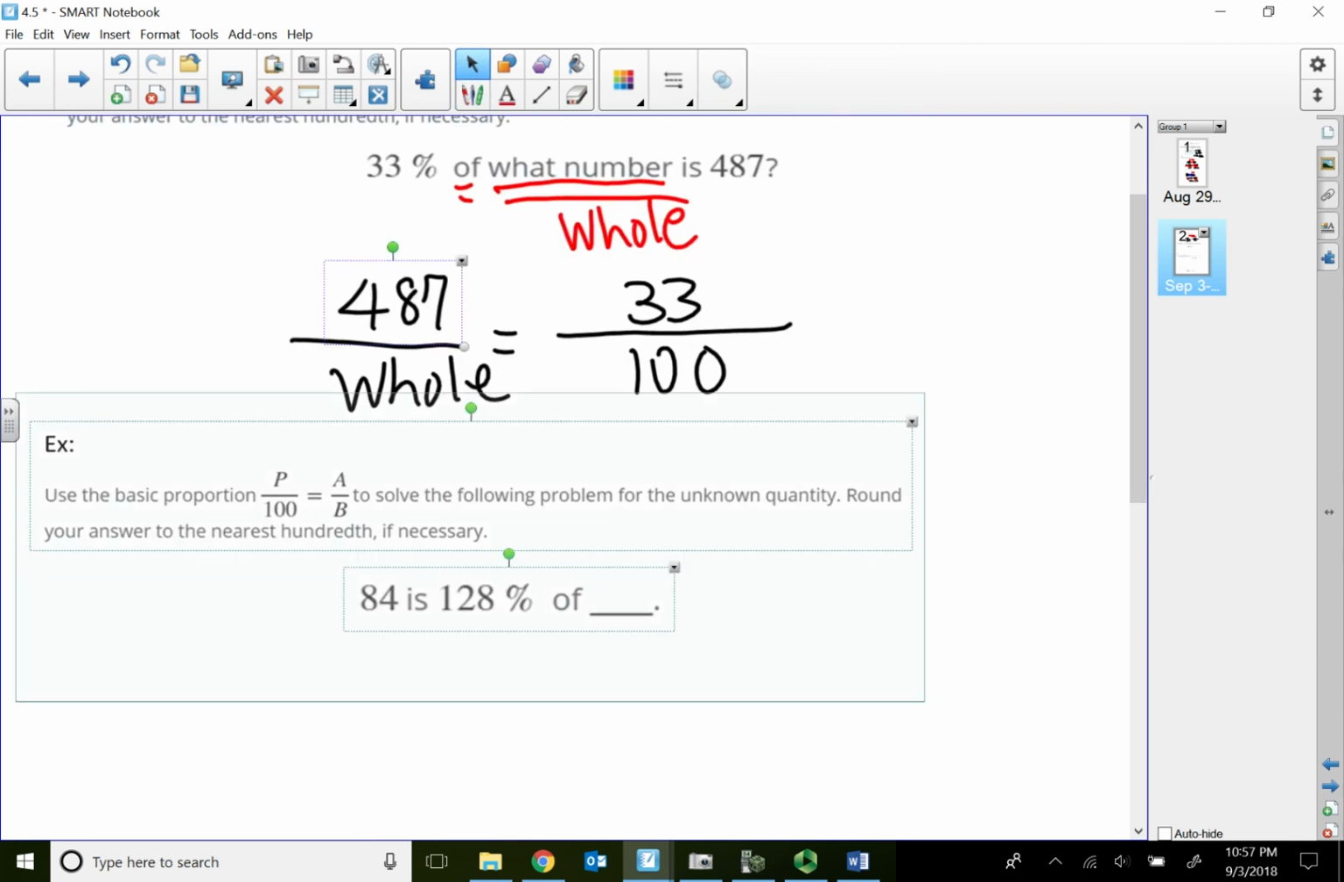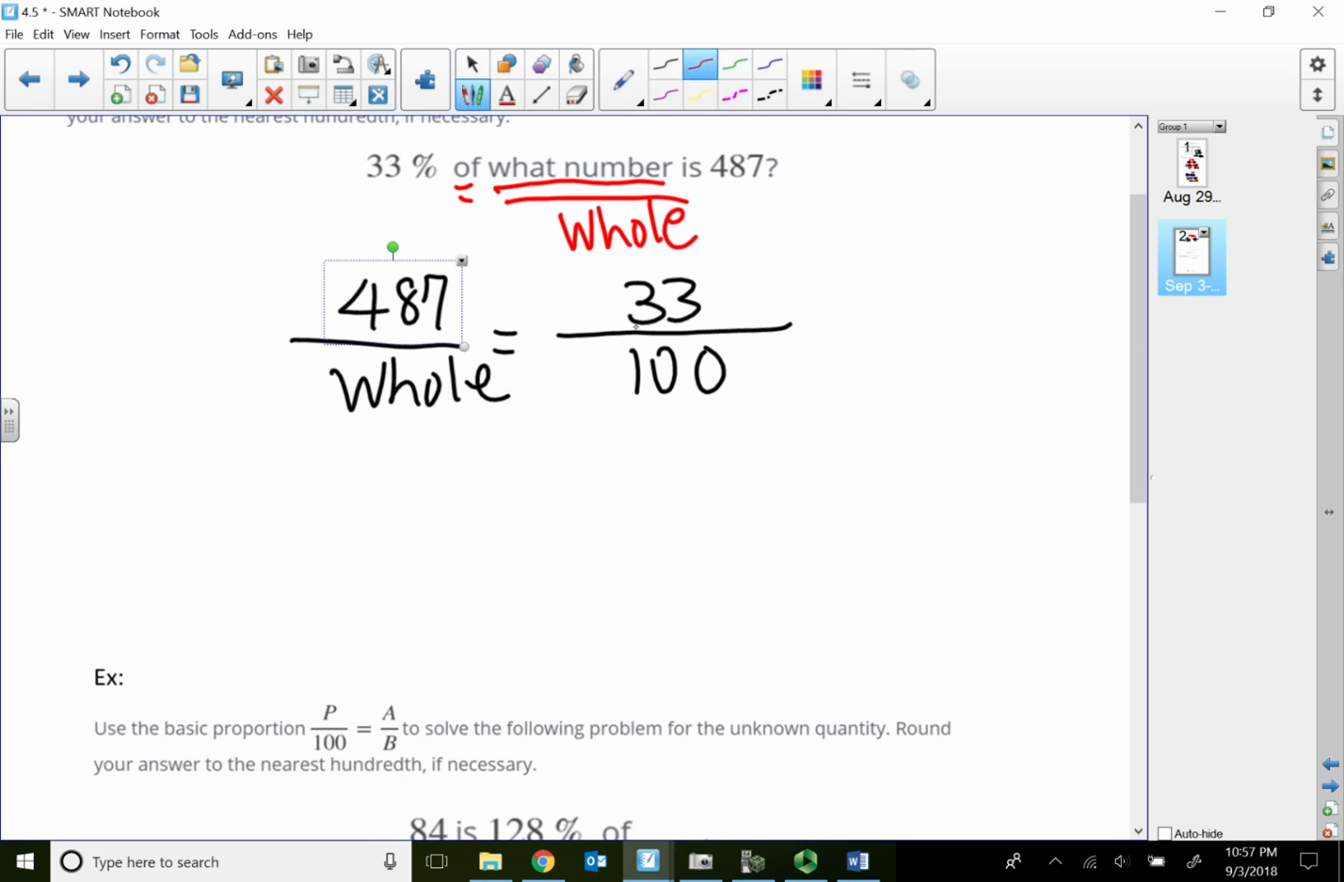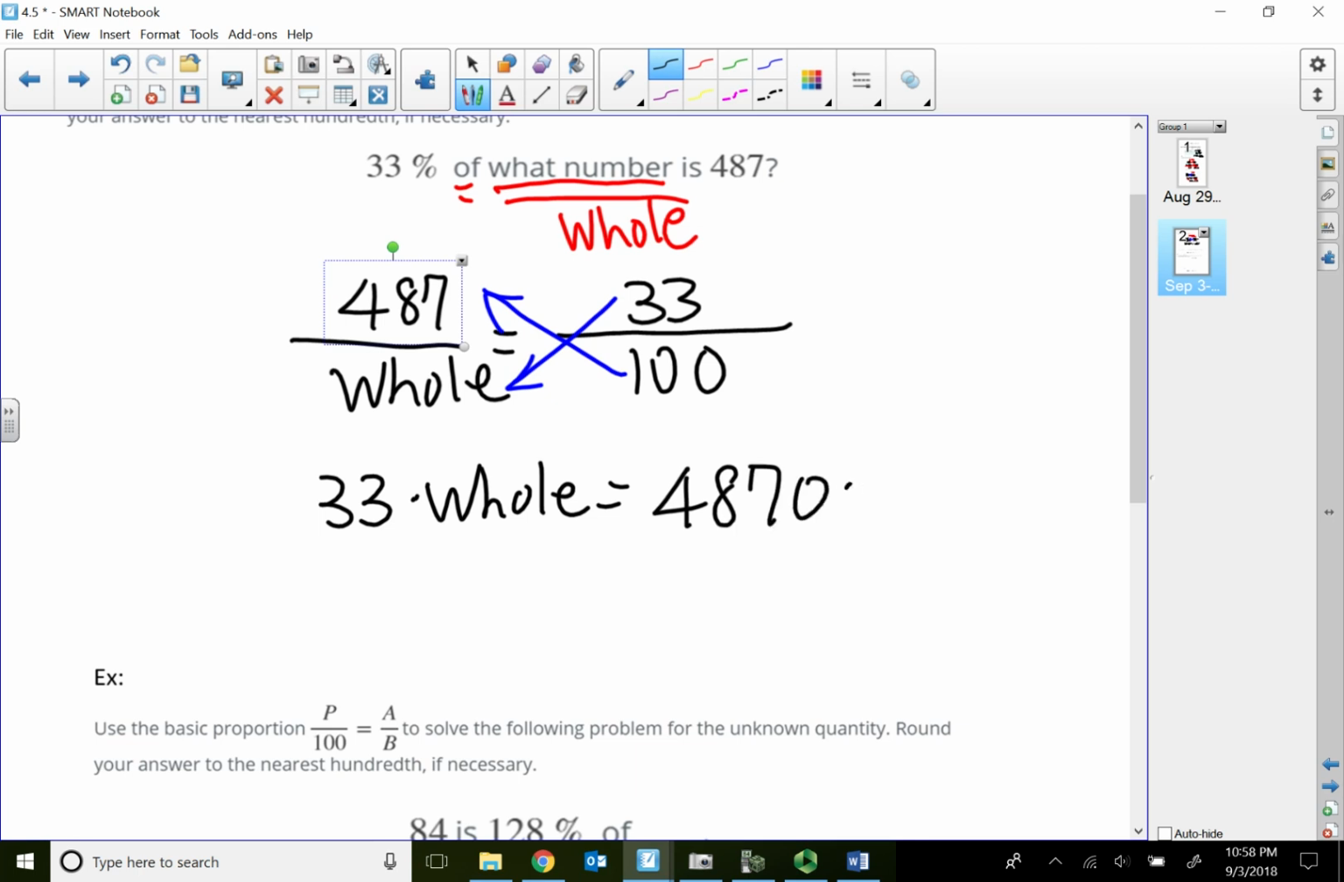So let's do a quick cross product. This time I will be saying 33 times the whole, set it equal to 100 times 487, which is 48700 by the power of tens. To get the whole by itself, we will divide it by 33.